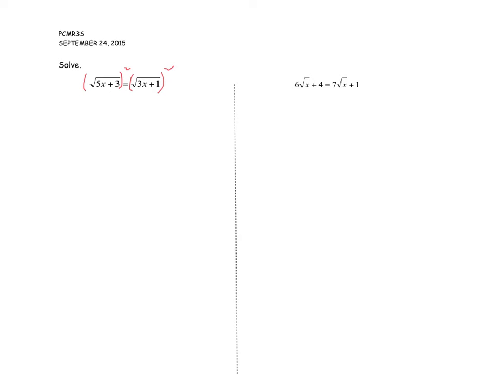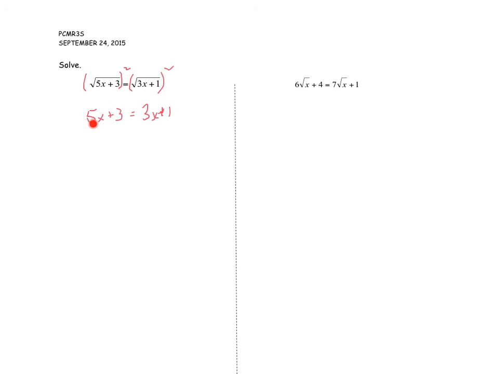Well, what happens when you have the square of a square root? It goes away, right? Again, this is the property: this is to the power of a half, to the power of 2. Those cancel out to the power of 1. So what we're left with is 5x plus 3 equals 3x plus 1. And at that point, this question should be pretty easy.